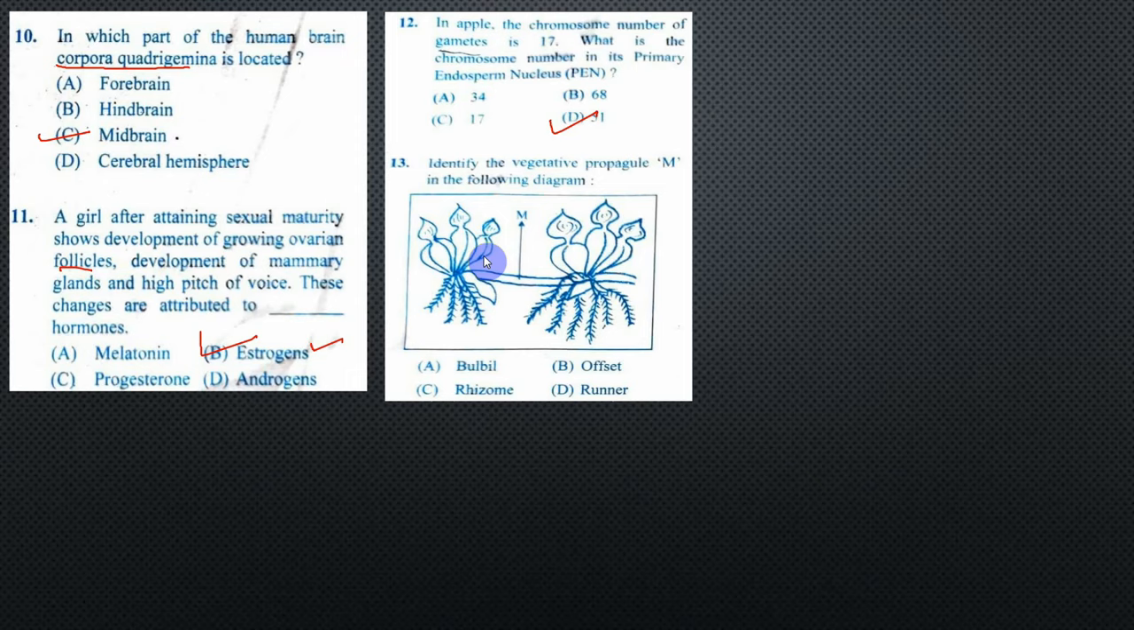So now here is a diagrammatic question that has appeared over here. Identify the vegetative propagule, that is labeled over here in the following diagram. So this diagram they have given, and you have to answer what this is. A is bulbil, B is offset, C is rhizome, and D is runner. The answer is B, that is the offset.